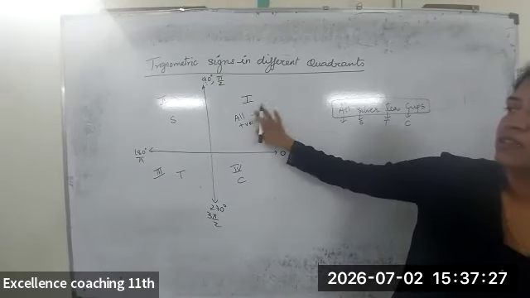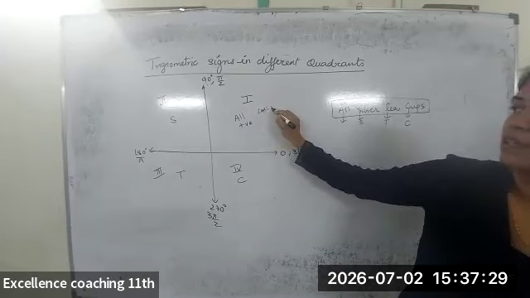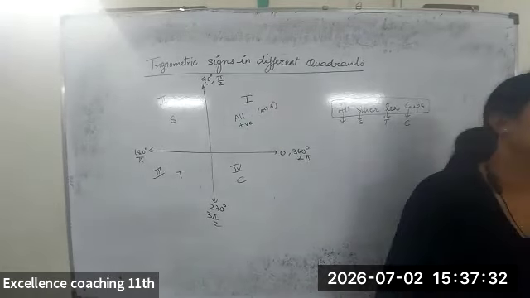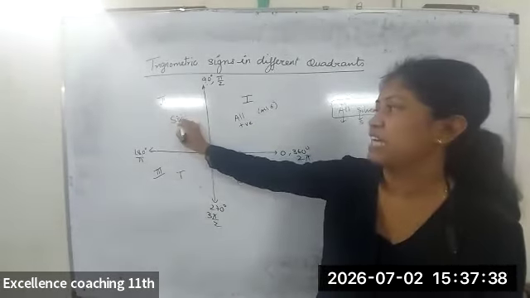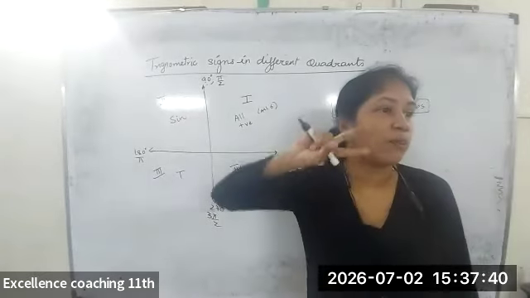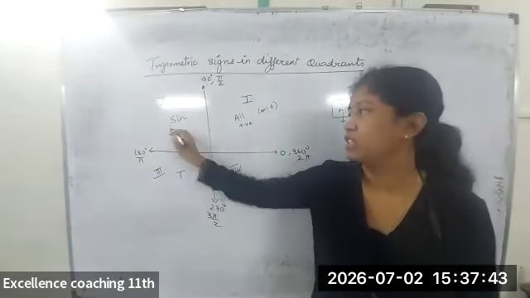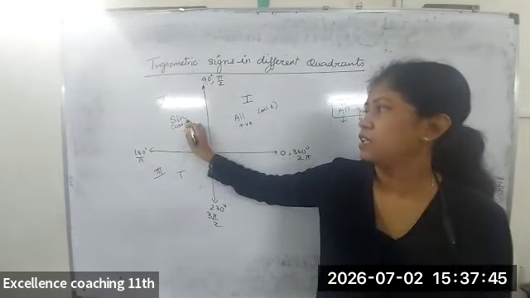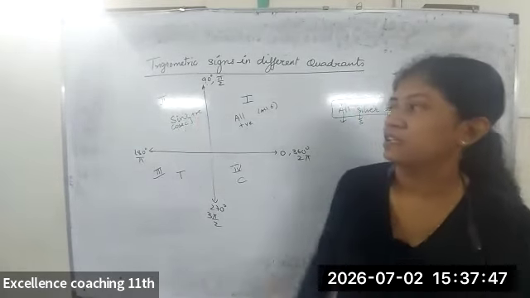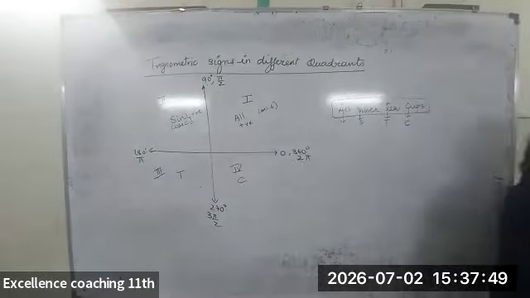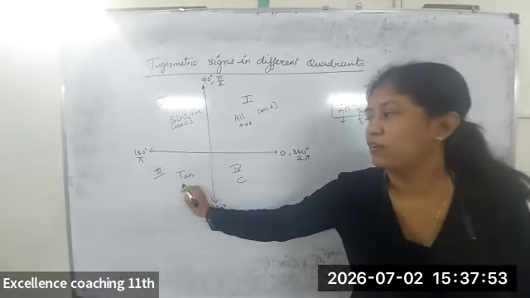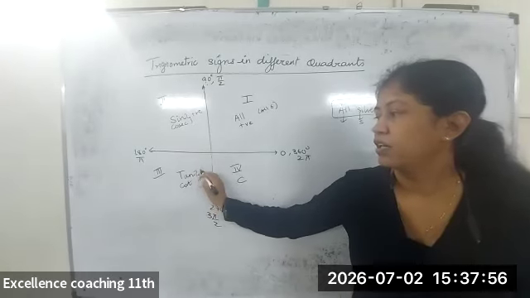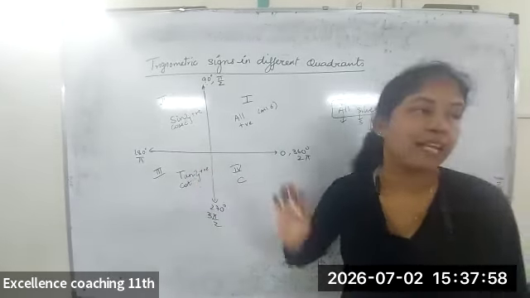All 6 are positive. Here who will be positive? S is for sine. Okay. Who is reciprocal of sine? Cosec. Here sine and cosec will be positive. T is for tan. Who is reciprocal of tan? Cot. Here only tan and cot are positive.